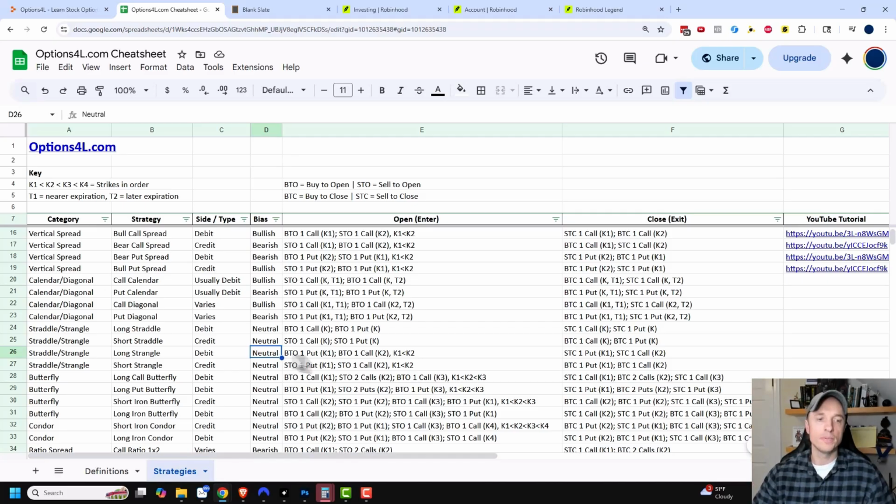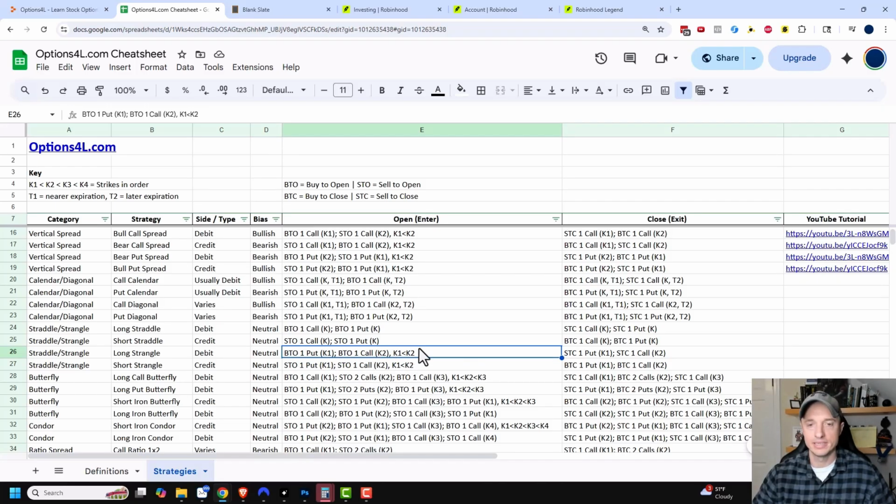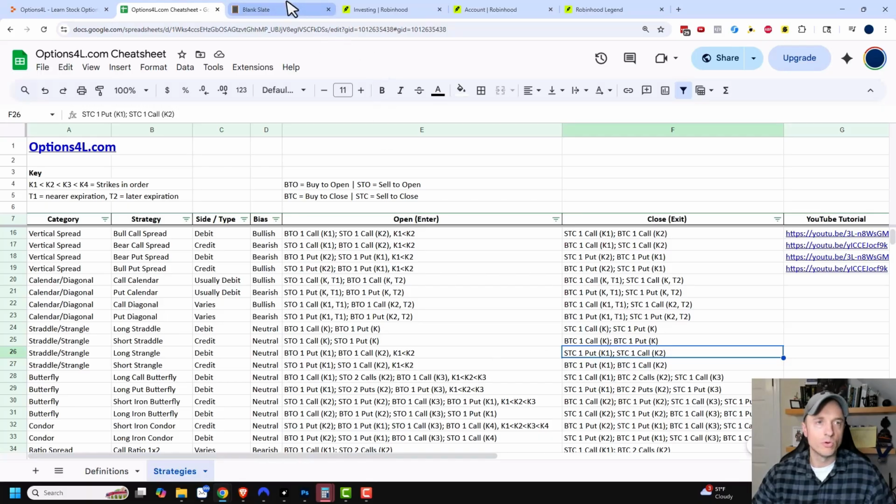It doesn't matter which way it goes, but you're expecting a big move if you want to do this type of trade. And to open the trade, you're buying to open one put at a strike price and buying to open one call at a strike price, and the put strike price is less than the call strike price. And to close or exit the trade, you just do the opposite action. Sell to close your call option. Now let's do a little bit more explanation.